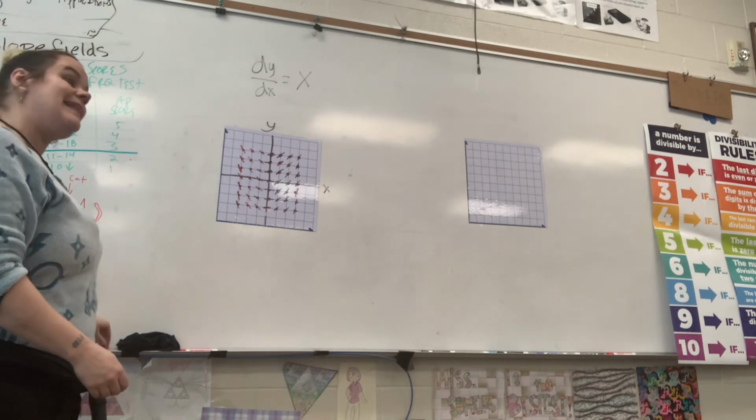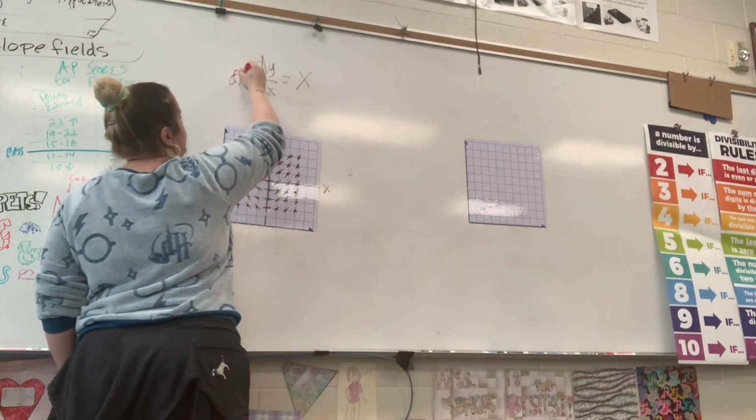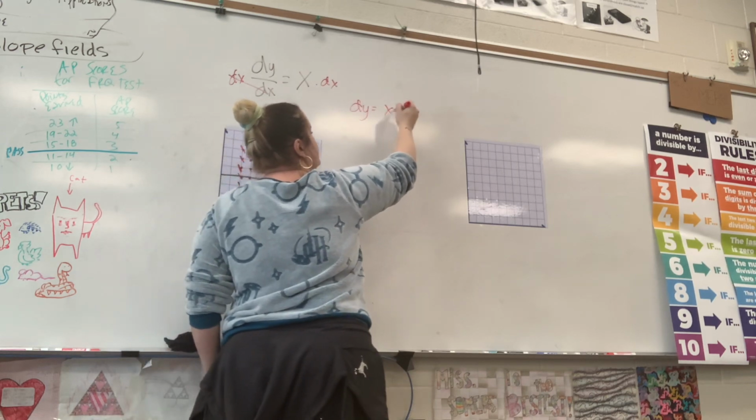Okay, so we're going to do what we did last time. So I'm going to solve the general solution. So I'm going to times both sides by dx. So dy equals x dx.